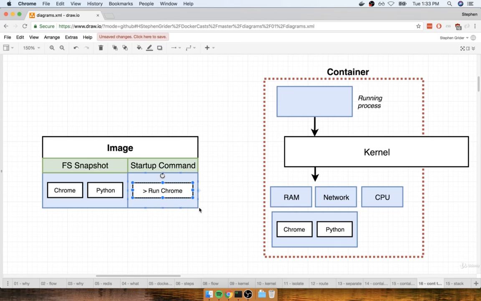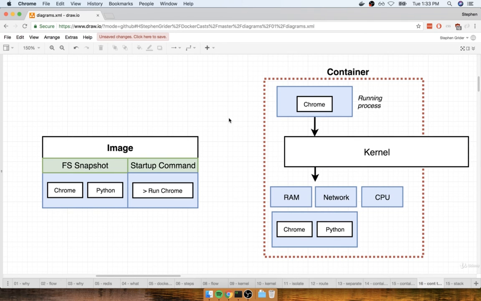The startup command is then executed, which we can imagine in this case is like, startup Chrome, just run Chrome for me. And so Chrome is invoked, we create a new instance of that process, and that created process is then isolated to this set of resources inside the container. So that's pretty much it. That is the relationship between a container and an image, and it's how an image is eventually taken and turned into a running container.